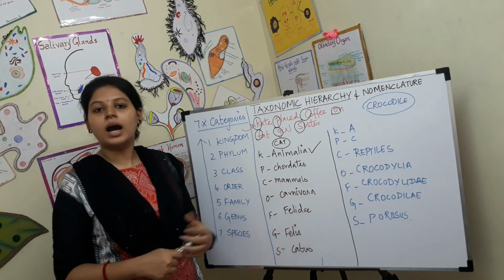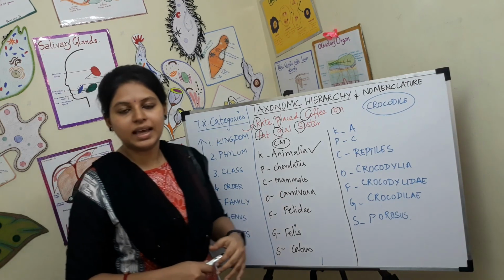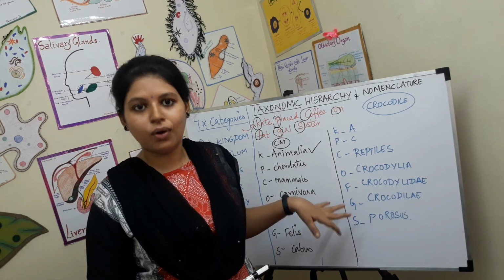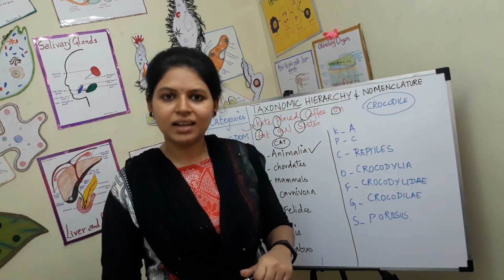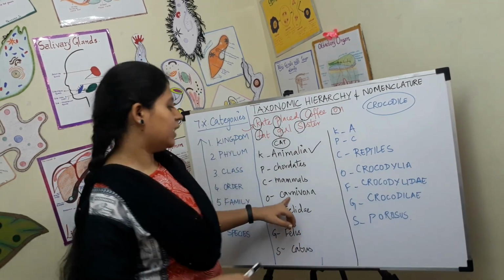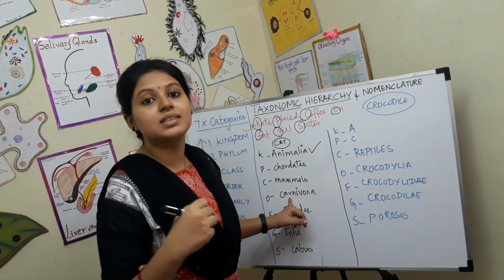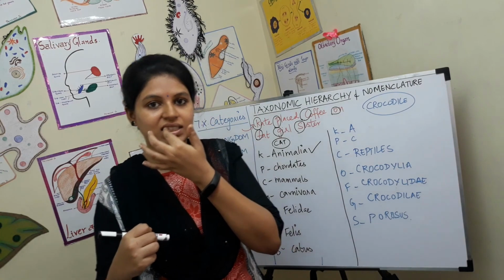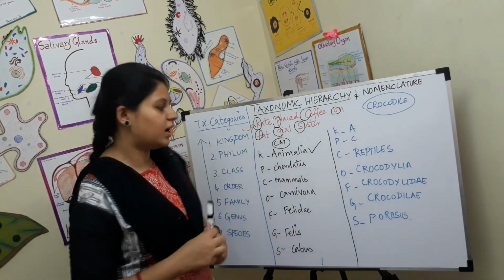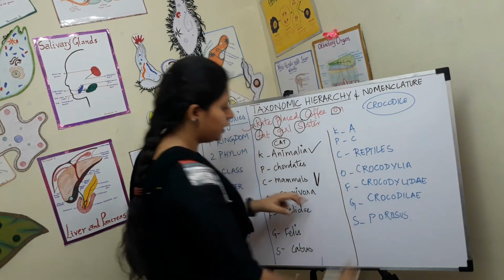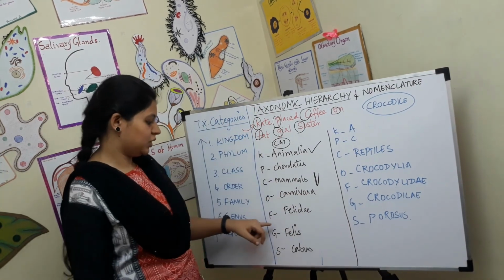Next is order Carnivora. Now what sort of food does a cat eat? Does a cat only have milk? No, they prey on other animals, right? So they are placed under Carnivora, and they have sharp incisor teeth, like this, very sharp, for tearing the flesh.